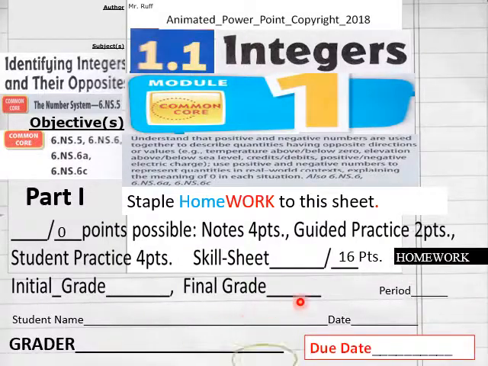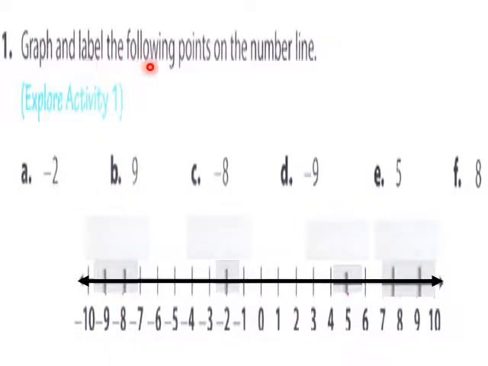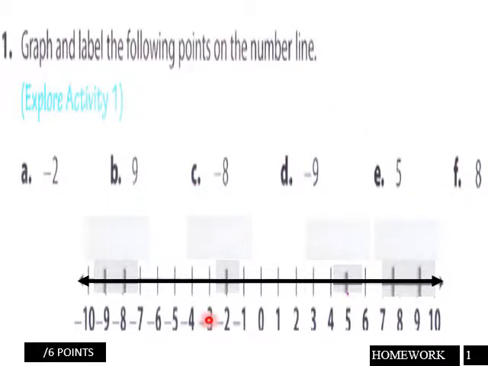And then we go into our homework here for 1.1, Integers. Graph and label the following points on the number line. So here's your number line. Graph these, students. It's your homework here, 6 points. If you need more room, attach an answer sheet and staple it to your homework.